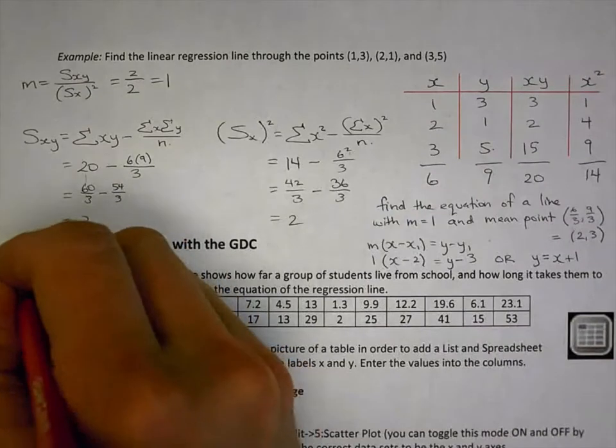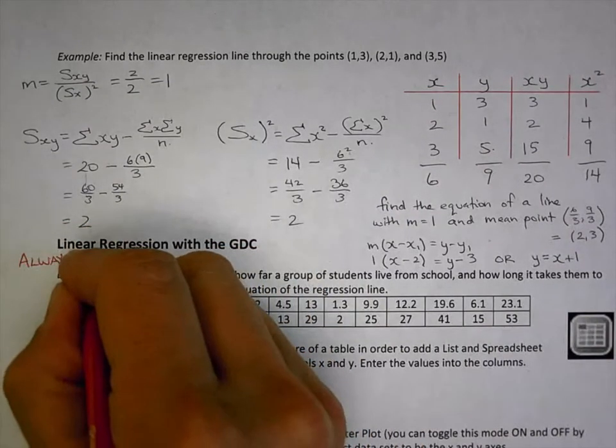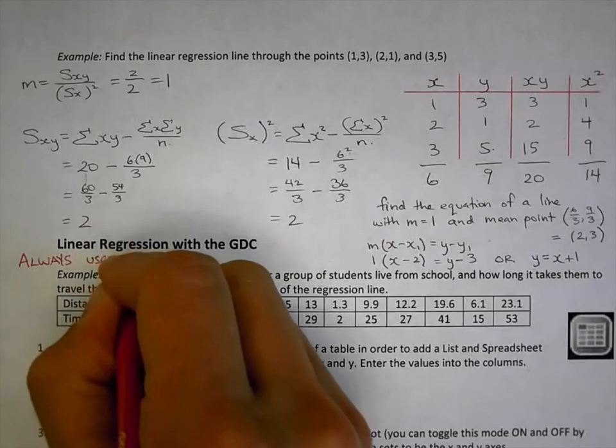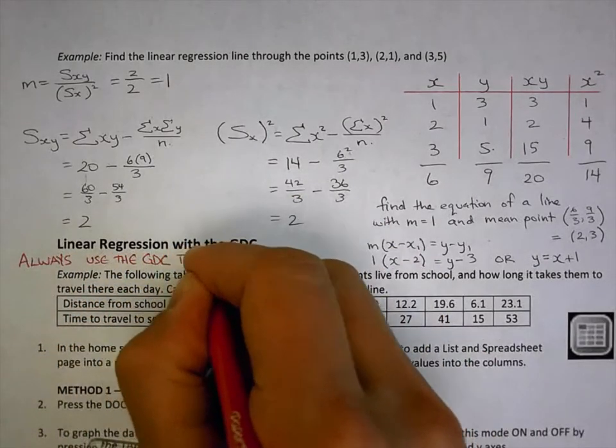But let me put in big letters, and I can't say this enough. Always, always, always use the GDC to find regression line.